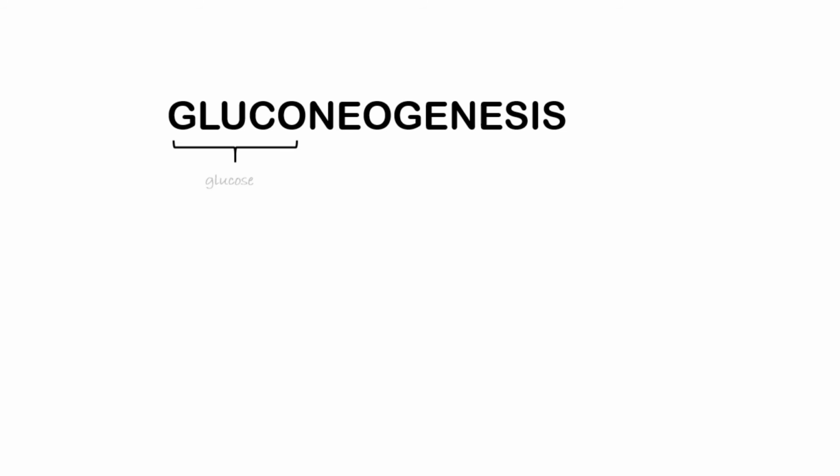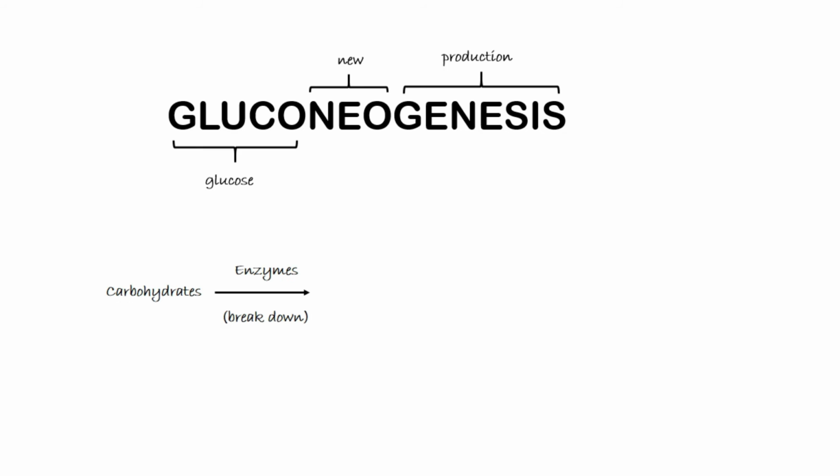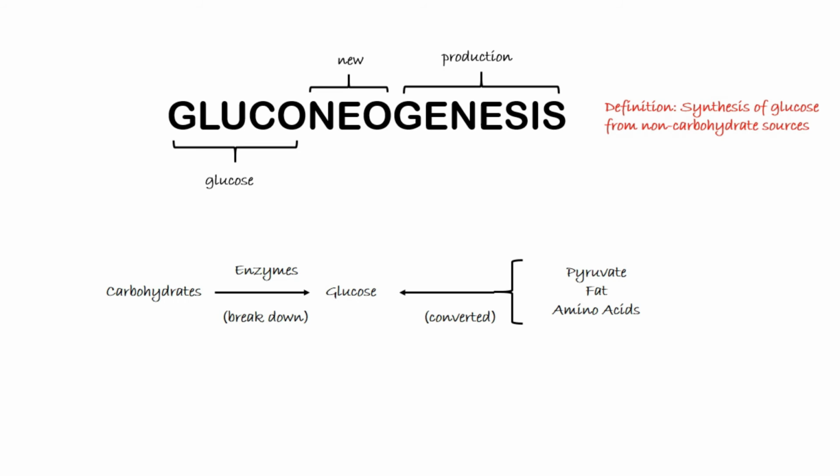The word gluco means glucose, neo means new, and genesis means production. In normal circumstances, carbohydrates are broken down in the human body by various enzymes into glucose. In special circumstances, pyruvate, fat, and amino acids are converted into glucose. So, gluconeogenesis can be defined as synthesis of glucose from non-carbohydrate sources.